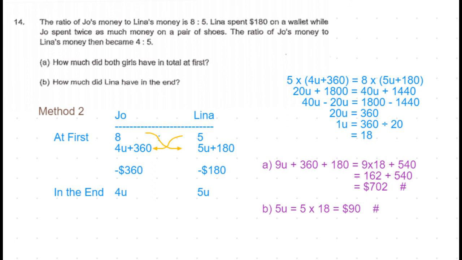So we get the same answer in whichever method we do. Do notice that here in the end, we have assumed them to be 4 units and 5 units. If we plan to do it in algebra, we can have the initial units also as 8 units and 5 units. And then in the end, it could be 8 units minus $360, 5 units minus $180. And still, the final answers would be the same. The 1 unit value would be different in that case. But still, the final answer in whichever method we do would be the same.